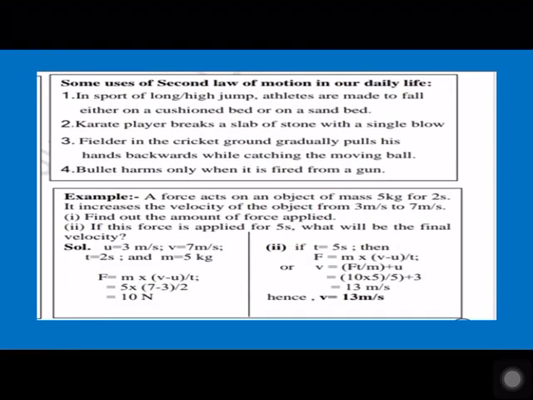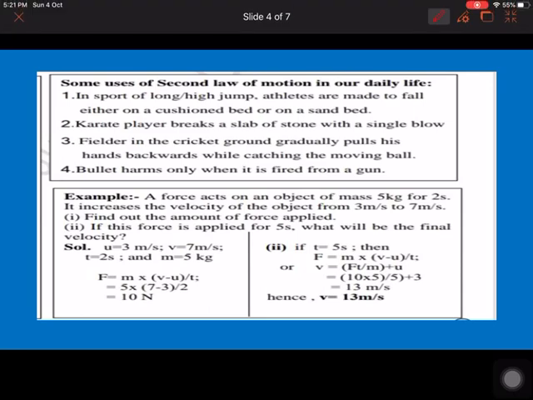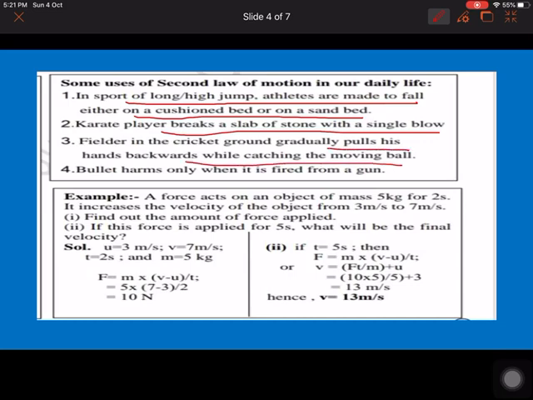Next are some of the uses of the second law of motion in our daily life. In sports like the long jump or high jump, athletes are made to fall either on a cushion bed or in a sand bed. A karate player breaks a slab of stone with a single blow. All these are based on the momentum of the body. A fielder in the cricket ground gradually pulls his hand backwards while catching the moving ball, so as to reduce the momentum of the ball so it doesn't hurt the palm. A bullet harms only when it is fired from a gun. All these are examples of the second law of motion.